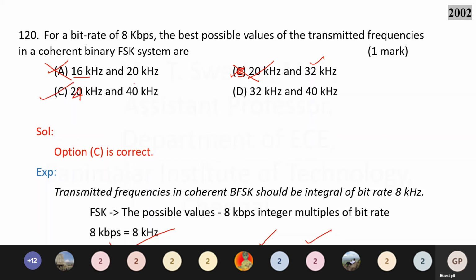Sorry, just a minute, I made a mistake here. The correct answer is option D, as you can see, 32 is there and 40 is there. This type of question has been asked twice. You take the given values, which have to be integral multiples of 8, and check the correct answer in the options.